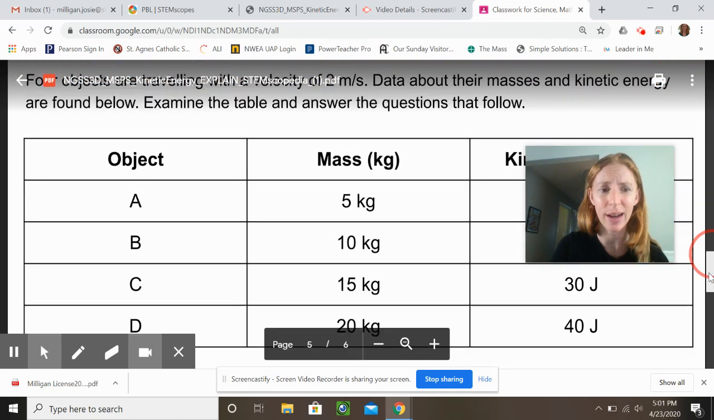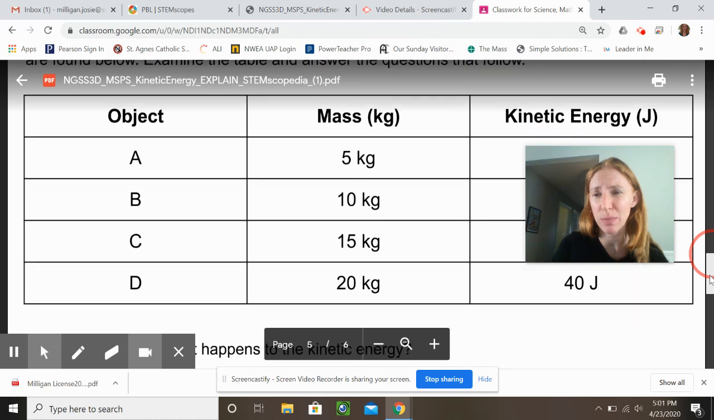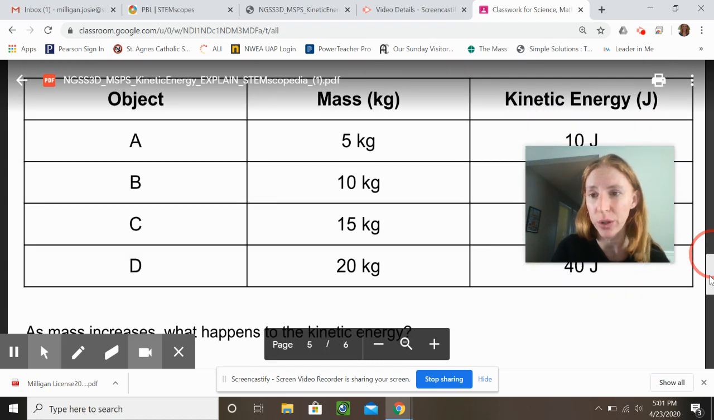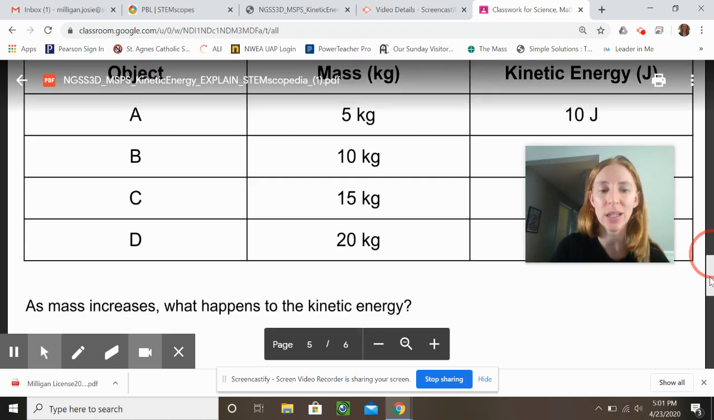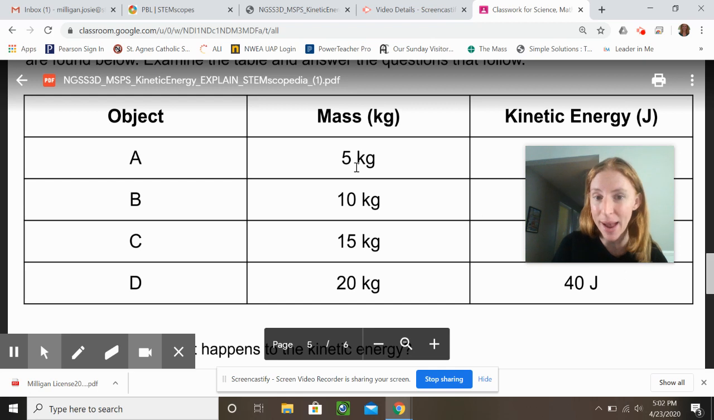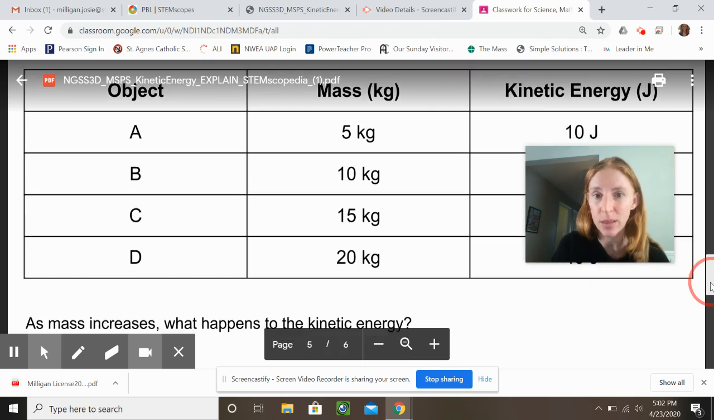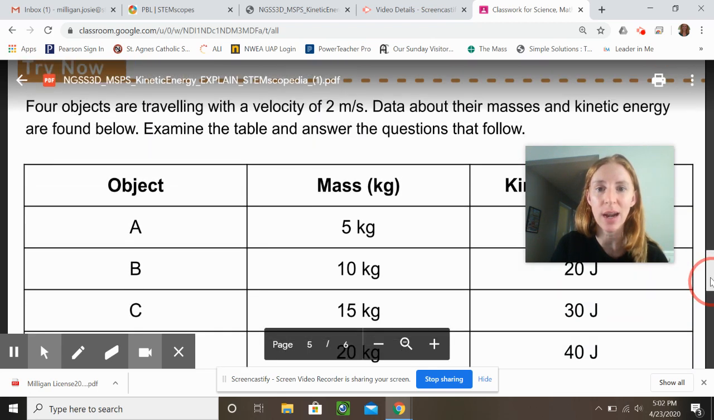So I want you to look at these objects. We don't know what they are. They're just labeled A, B, C, and D. They have different masses. And then the kinetic energy is measured in a unit called joules. So it's asking you, as the mass increases, what happens to the kinetic energy? So look at the mass and see the direct relationship to kinetic. So you're going to have to describe these numbers and this data.